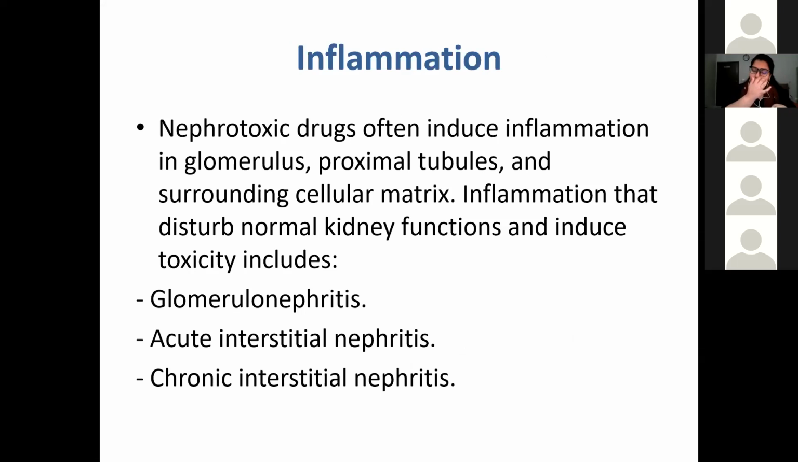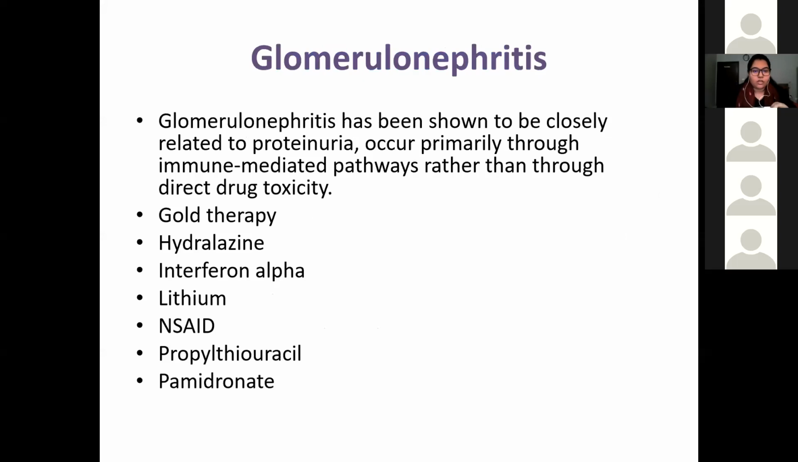So, inflammation. Nephrotoxic drugs often induce inflammation in the glomerulus, proximal tubules, and surrounding kidney matrix. Inflammation that disturbs normal kidney function can be of three types: glomerulonephritis, acute interstitial nephritis, and chronic interstitial nephritis. So, glomerulonephritis has been shown to be closely related to proteinuria, and occurs primarily through the immune-mediated pathway rather than through direct toxicity. The drugs causing glomerulonephritis would be gold therapy, hydralazine, interferon alpha, lithium, NSAIDs, propylthiouracil, and pamidronate.